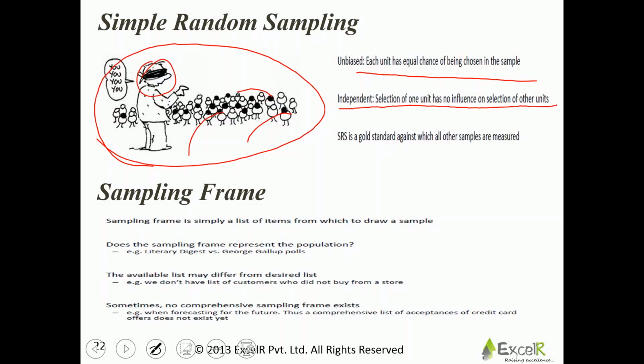I'm selecting this person, right? That does not mean the next person that I'm going to choose will be this person, the second person, right? Selecting one person or one unit has no influence on how you're going to select the rest of the units. And this is the gold standard against which all samples are measured.